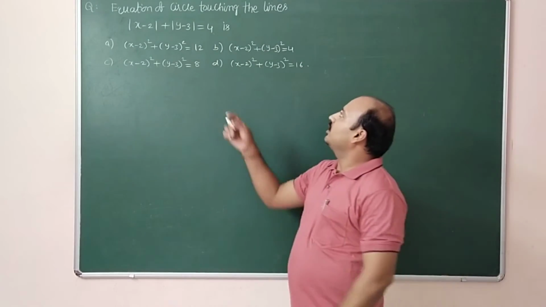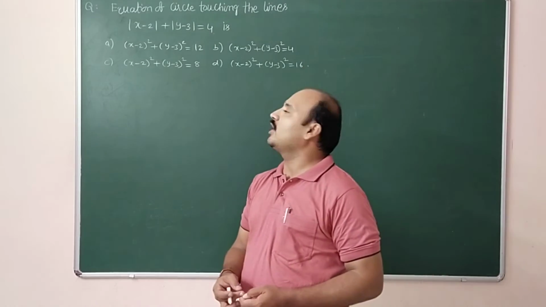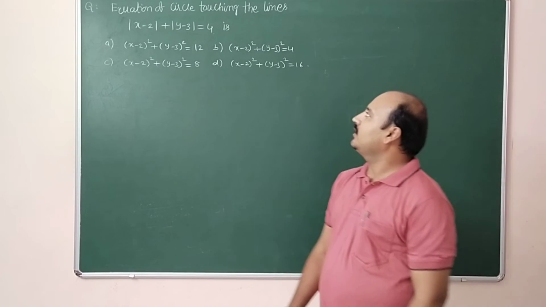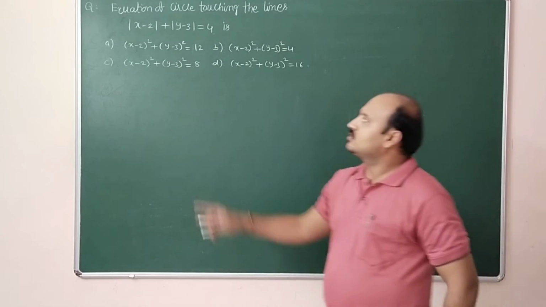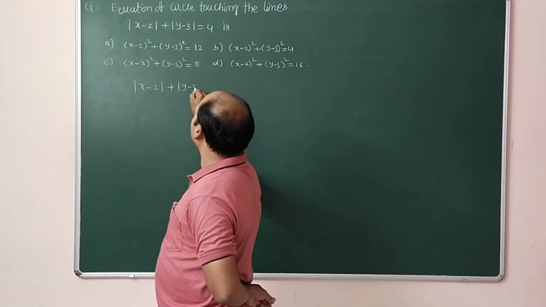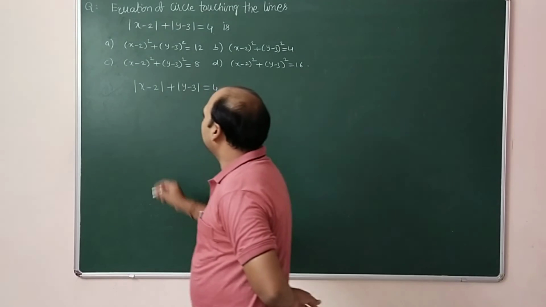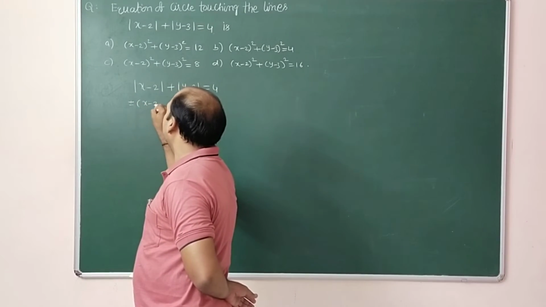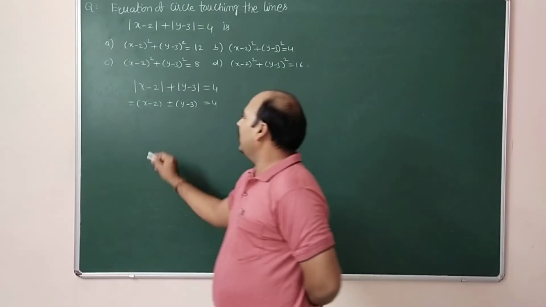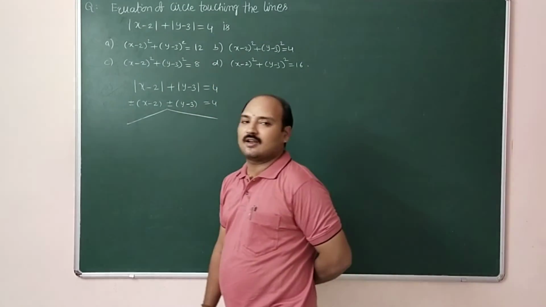The next question: the equation of the circle touching the lines mod x minus 2 plus mod y minus 3 equal to 4 is. We need to calculate the circle equation touching these lines. Here the given line is mod x minus 2 plus mod y minus 3 is equal to 4. If you remove the mod, plus or minus will come. So plus or minus (x minus 2) plus or minus (y minus 3) is equal to 4. If you consider plus, you will get one line; if you consider minus, another line.